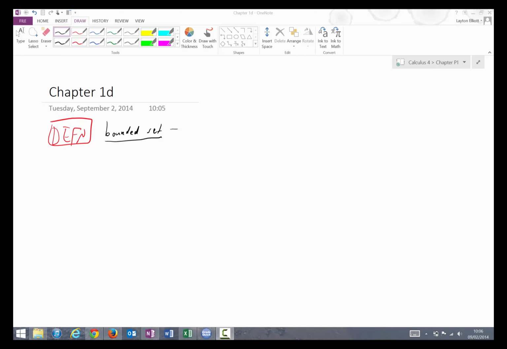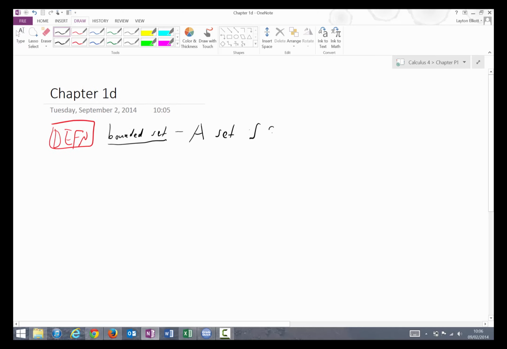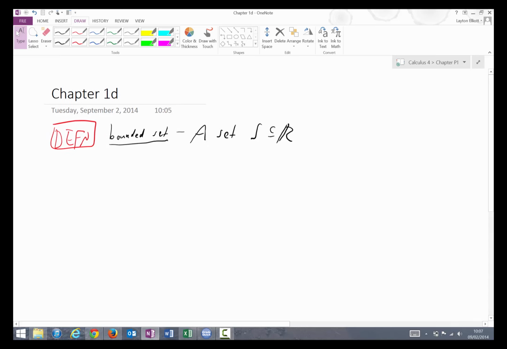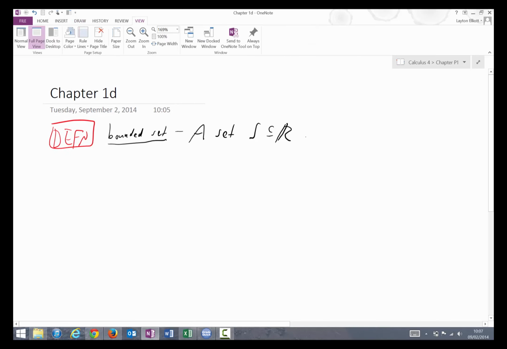I'm going to start this lesson with a discussion of what a bounded set is. I could start with a set S in R. What that means is the set contains real numbers. So this is a particular kind of set, a real number set. A set in R is bounded. That's the term we're defining.